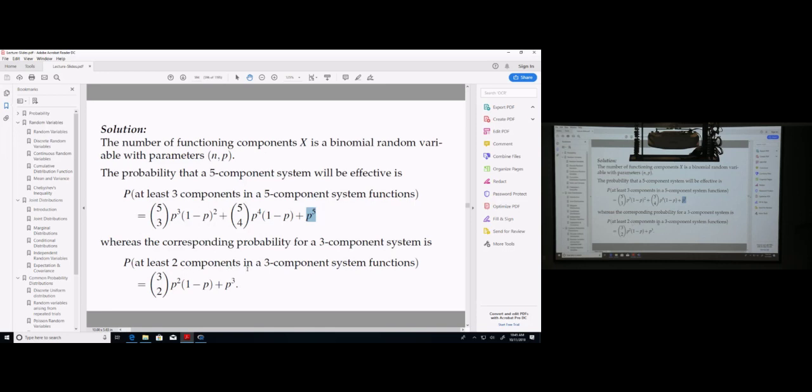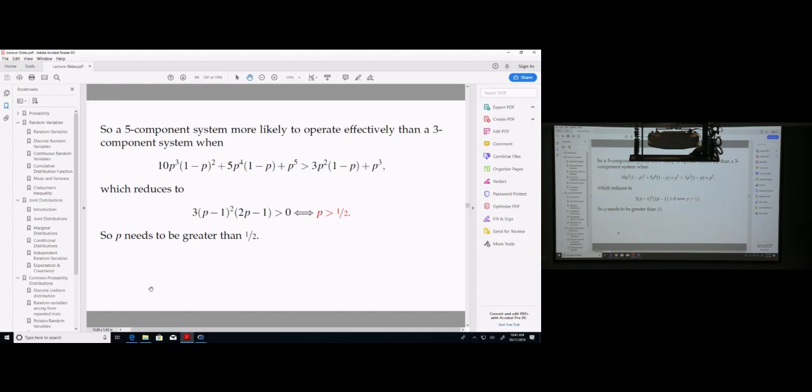And then for at least two components in a three-component system, the function will be given by this. So now the question is, what kind of P is such that a 5-component system is better? In other words, you want these expressions to be bigger than or equal to this for a particular P. Now this is not a very easy thing to do if you do it by hand. Okay, so let's see how it goes.